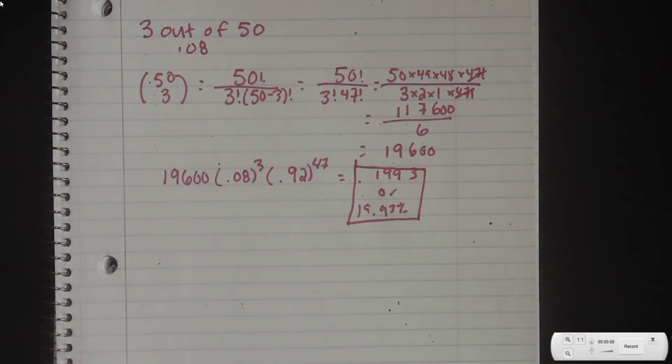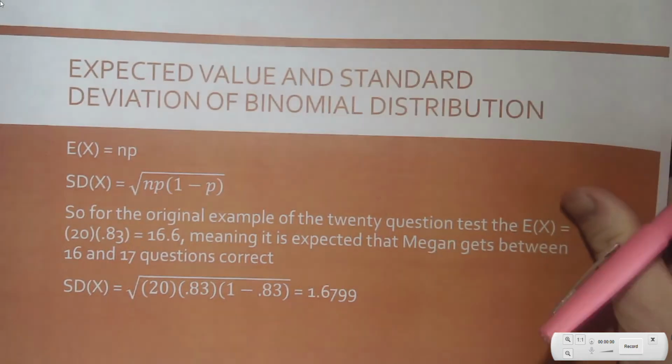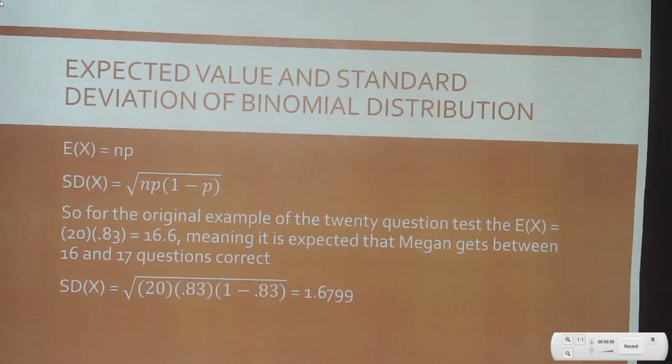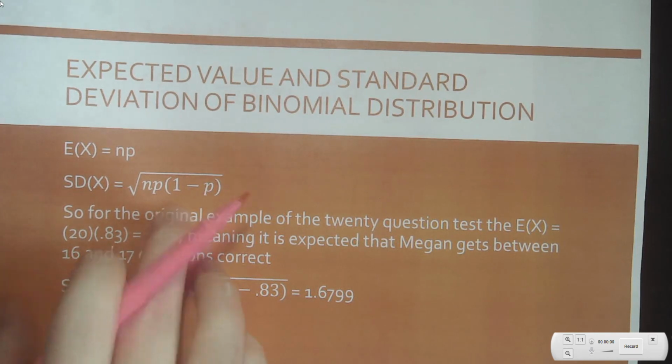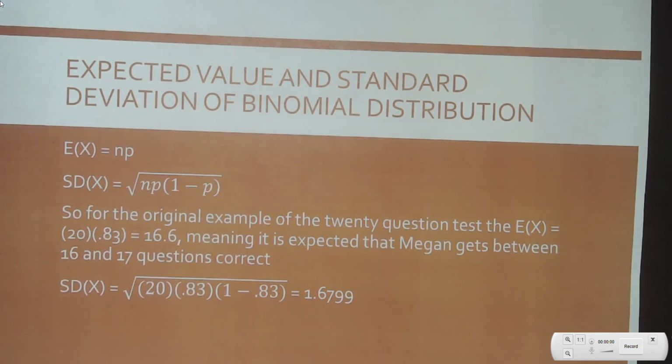Okay, and then the expected value. So the expected value equals n times p, and the standard deviation equals the square root of n times p times 1 minus p. Now these will be very important for the next thing I'm about to discuss, but until then you can kind of look them over real fast.